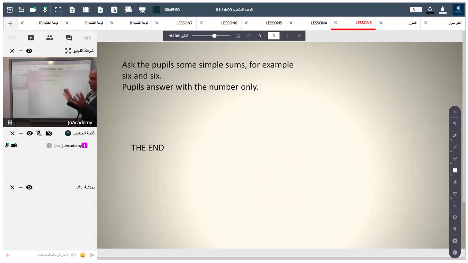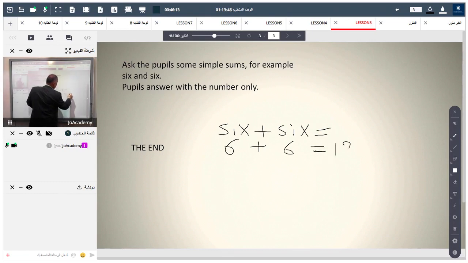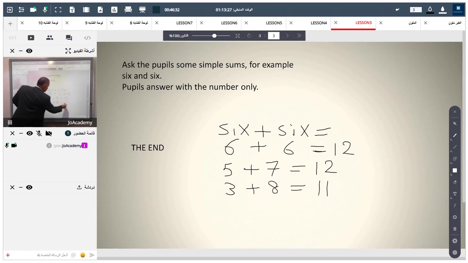Now, before we finish the lesson, I want you to sum the following numbers. 6 plus 6 equals, it becomes what? 12. 5 plus 7 equals 12. 3 plus 8 equals 11. 20 plus 1 equals 21.